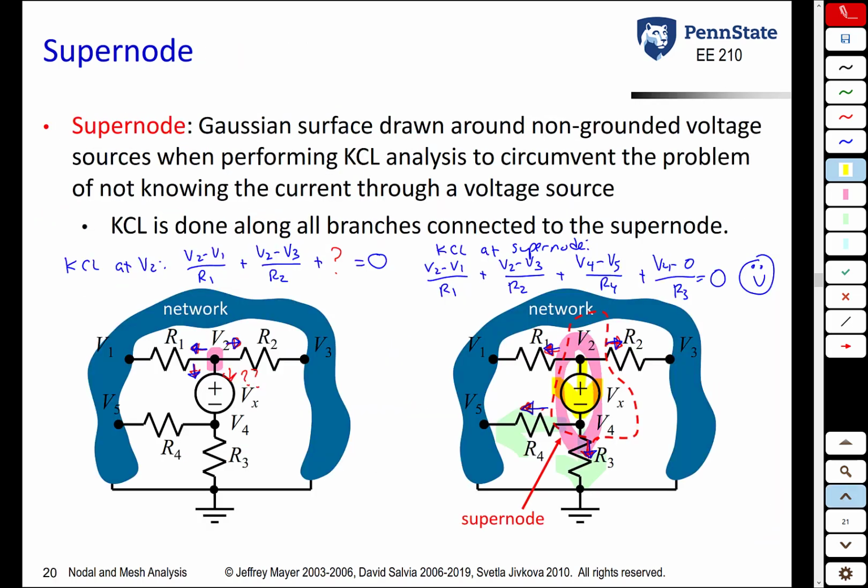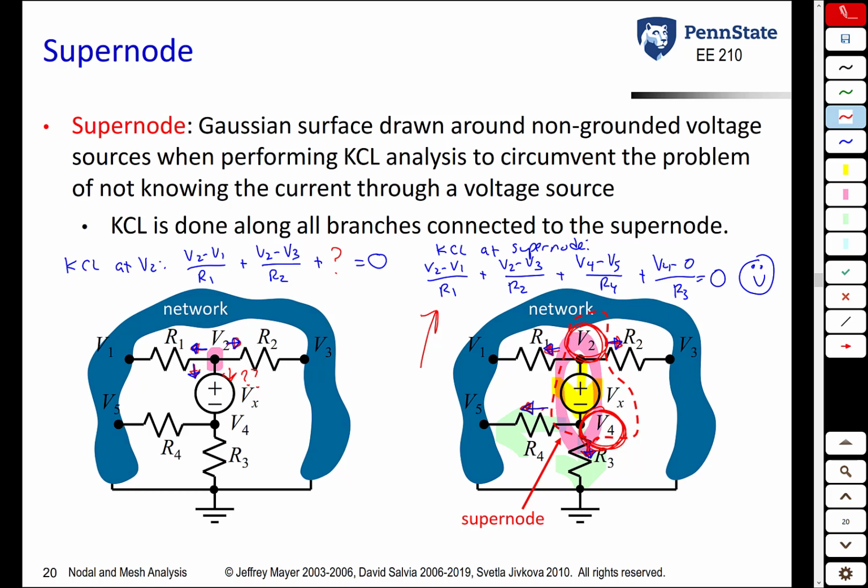Let's go back a page here. So if you look at this circuit here, we have two different nodes associated with this voltage source Vx. We have this V2 node and this V4 node. So if you have two variables V2 and V4, you need two equations. But we only have one KCL equation to write, this supernode KCL equation that we have up on top here. So we have one equation, but we have two different unknowns. How do we handle that?